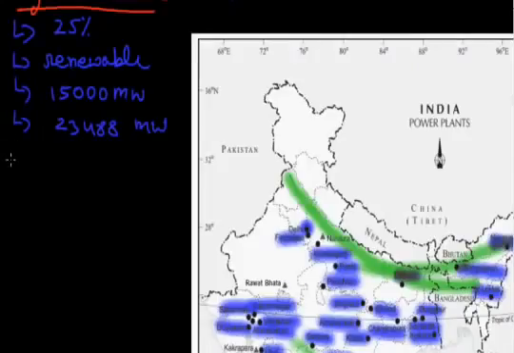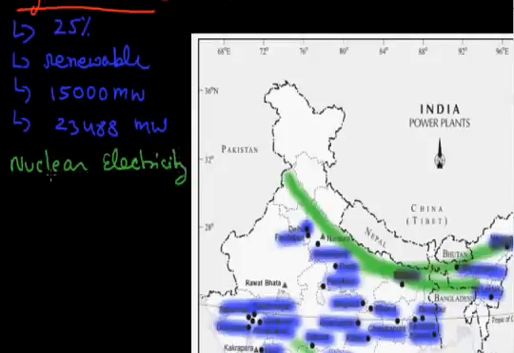The next one is nuclear electricity. In nuclear electricity, the electricity is produced from nuclear atoms. In this process, one atom changes into three atoms, then three atoms change into again three atoms, means 1 to 3, 3 to 9, 9 to 27.